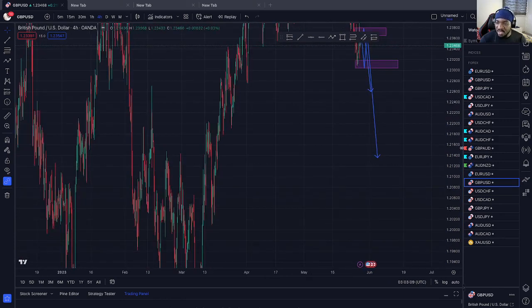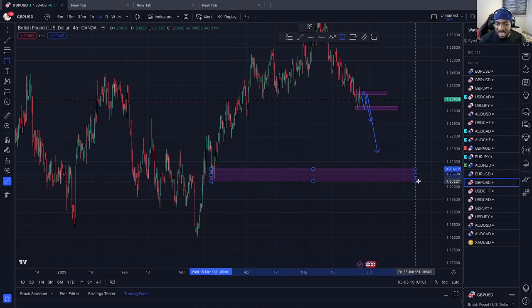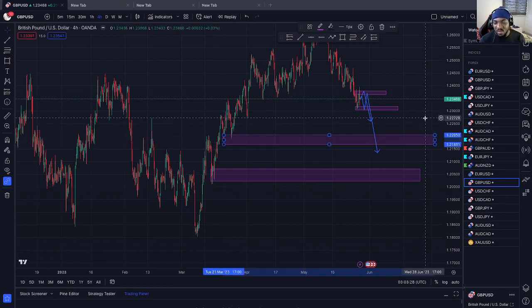I'll be anticipating on selling this market down to the downside until we get to our premium zone, which is somewhere around here per se. But that doesn't mean that when price comes here, there will not be a reaction around here, and so on and so forth. But that's where our next week analysis is going to start from, to understand what is really happening.